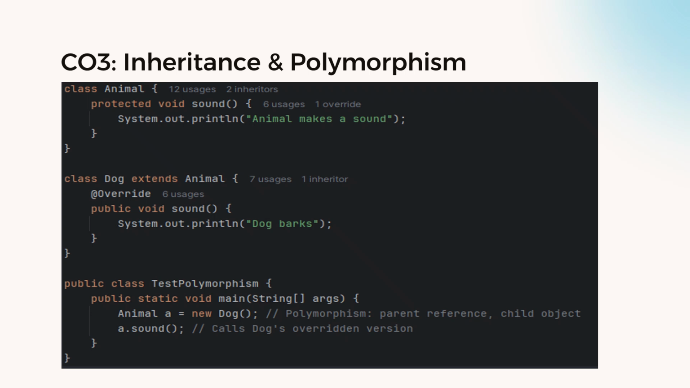In essence, inheritance lets us build upon existing classes and polymorphism lets us use a parent class reference to work with different child class objects in a uniform way, with Java automatically selecting the correct specific behavior.